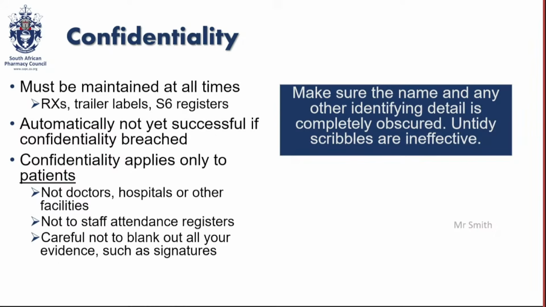Untidy scribbles are ineffective. Sometimes what the interns do is try to blank out the patient details by themselves by just scribbling over the name. Or sometimes the method that they use to blank it out is actually highlighting the patient details, or it's not scribbled enough and you can still read the name of the patient. And it's not just the name, it's the patient file number or any other details, cell phone numbers of the patients, if it's there in attendance registers. These are all personal details, and all of them need to be looked at with regards to confidentiality. So every piece of evidence needs to be gone through thoroughly to make sure that there's no breach of patient confidentiality.